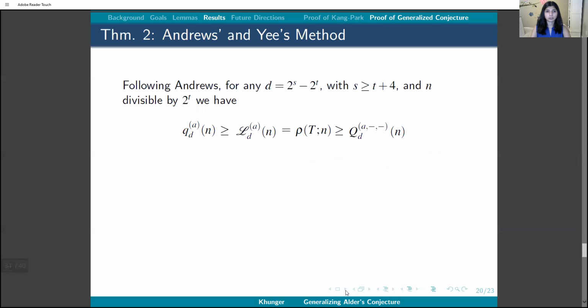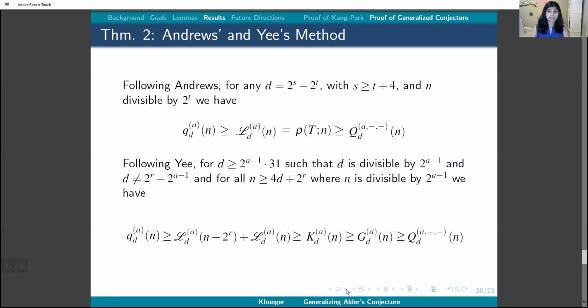Next, we have theorem 2. To prove theorem 2, we used Andrews and Yee's methods, which were the combinatorial methods in proving Alder's conjecture. So following Andrews, we showed that for any d that's a difference of powers of 2, we have this inequality chain. Not to worry about what this L function is. All that is, is some sort of partition counting function that comes in handy as an intermediate set. And thus we can show that this inequality chain is true.